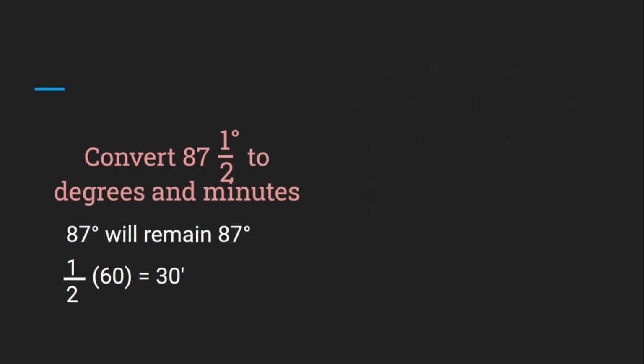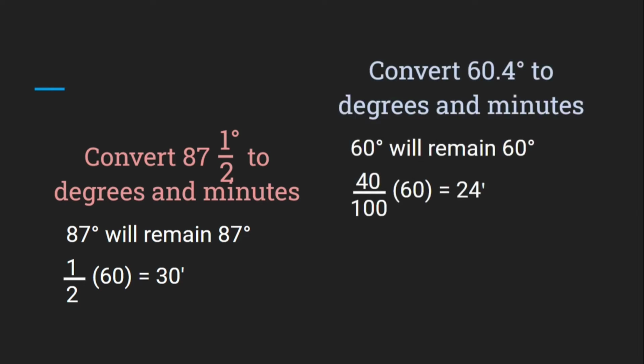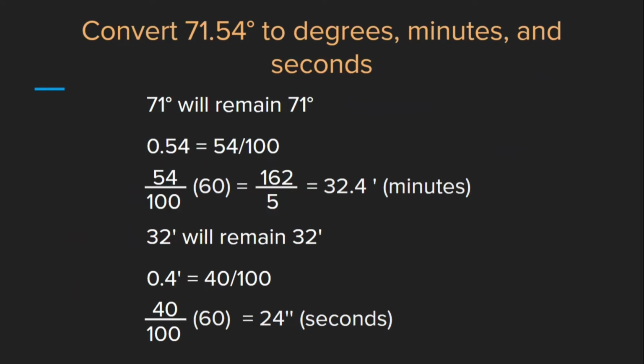The second question here asks us to convert 60.4 degrees to degrees and minutes. 60 degrees will remain 60 degrees, and 0.4 can be rewritten as 40 by 100. We multiply it by 60. All the zeros cancel out, so 4 times 6 is 24. So we have 60 degrees and 24 minutes. Now, moving on to the next question.